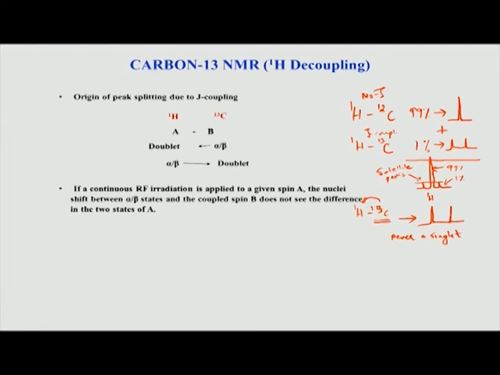So, when the population becomes equal, as far as carbon is concerned, it does not see any difference between alpha and beta, because they are now equal. Therefore, it does not see any difference in the spin state. So, when that happens, this peak becomes a singlet. This process of doing an RF irradiation on one spin so that it removes the J coupling is called decoupling. There are a variety of decoupling methods available in the literature.